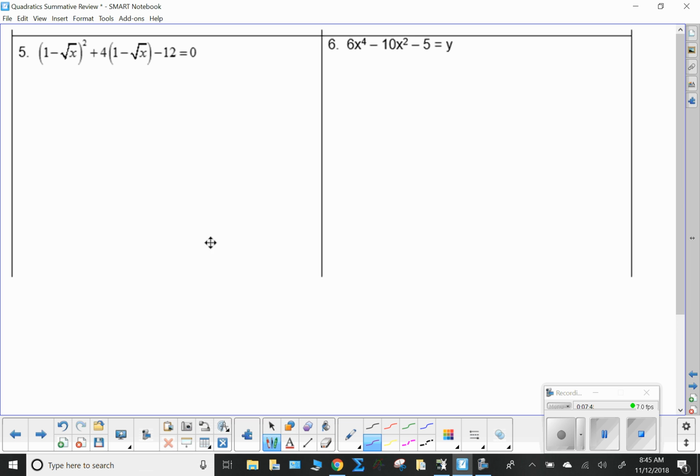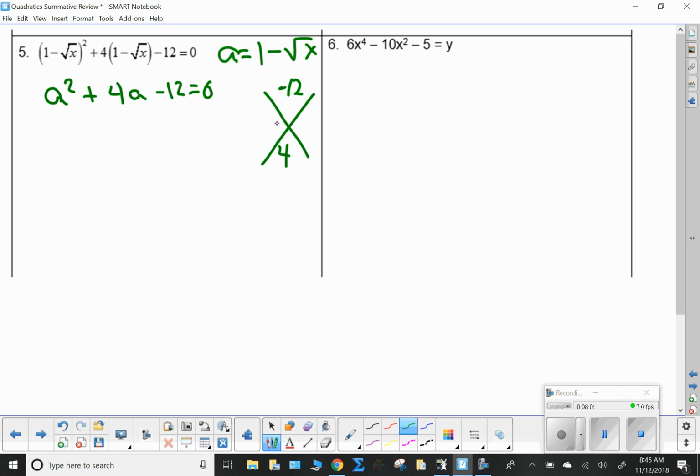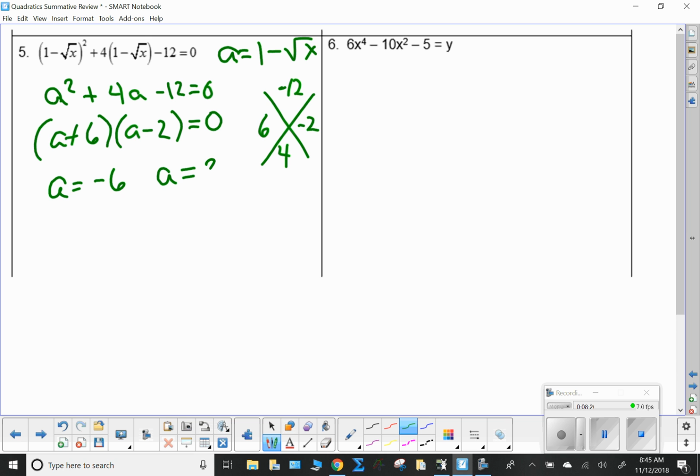Next up, number 5. Oh, similar problem. So we're going to have a equal to 1 minus the square root of x. So a squared plus 4a minus 12 is equal to 0. In this case, we have negative 12 has to add up to positive 4. That would be 6 and negative 2. A plus 6, a minus 2 is equal to 0. A is equal to negative 6, and a could be equal to positive 2.